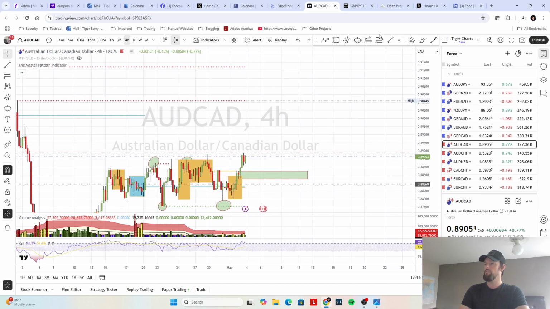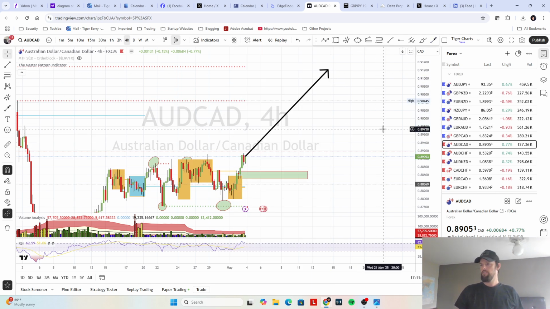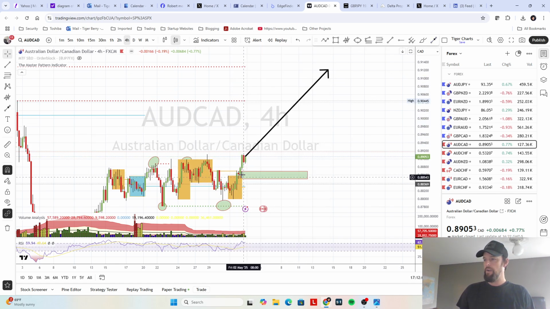is, as long as price goes in the way of the economics and the sentiment, price is going to keep going up. So this is where I would want to buy right here. Okay, I want to see price.